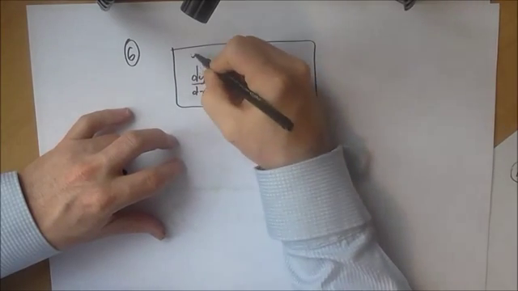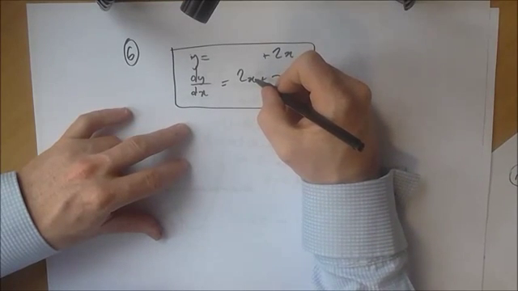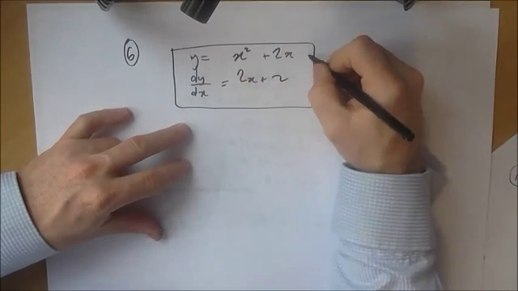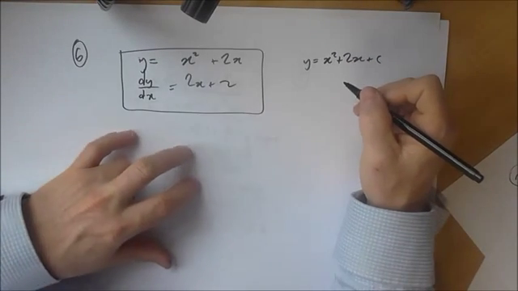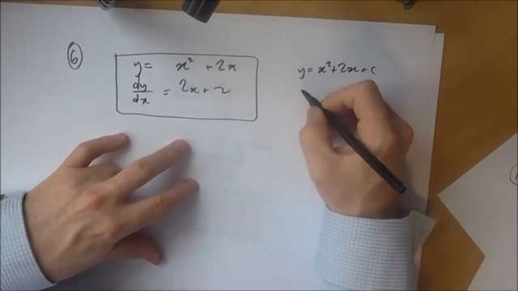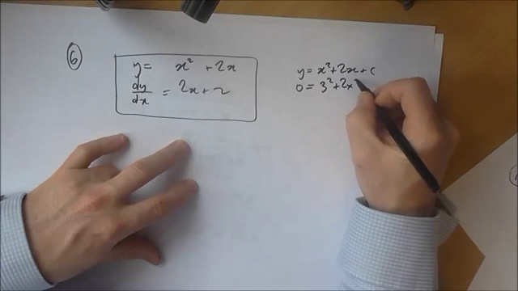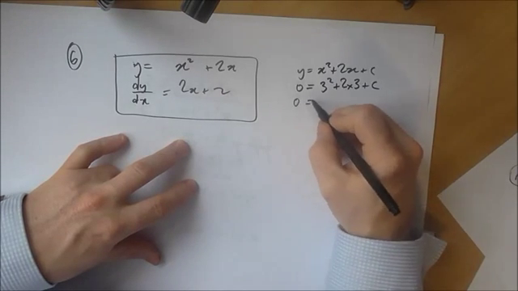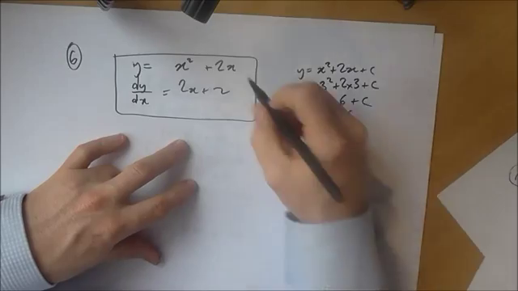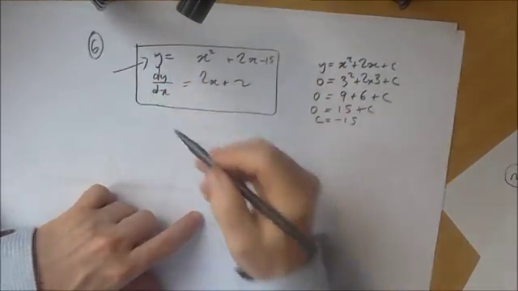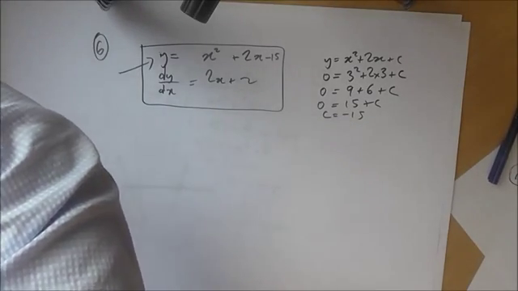So second row, top row, 2 would have come from 2x, 2x would come from x squared, and of course there's a plus c. So if y equals 0, x equals 3, there you go, that's your answer there. So that's question number 6. Just check I got that right. Yep.